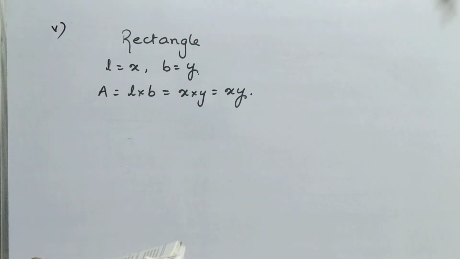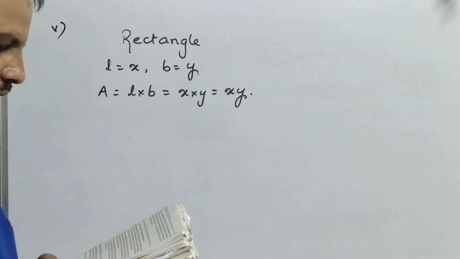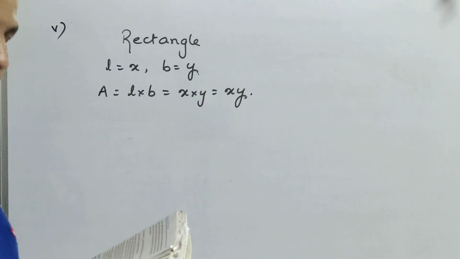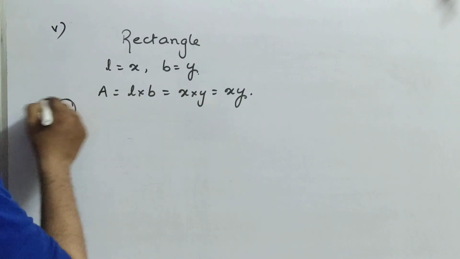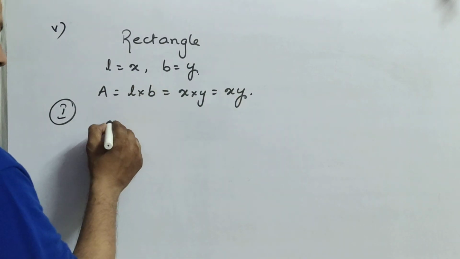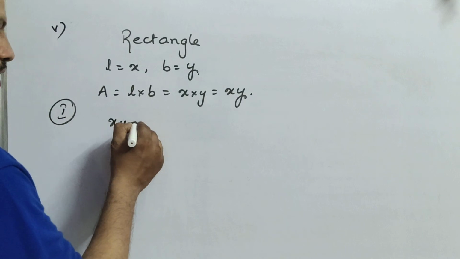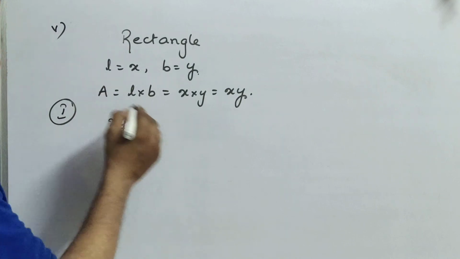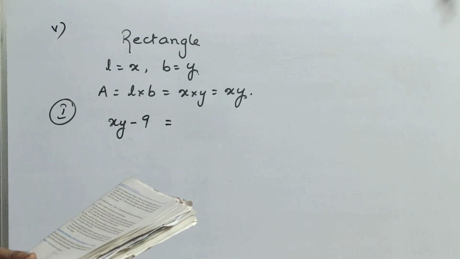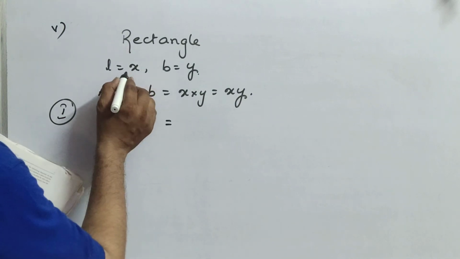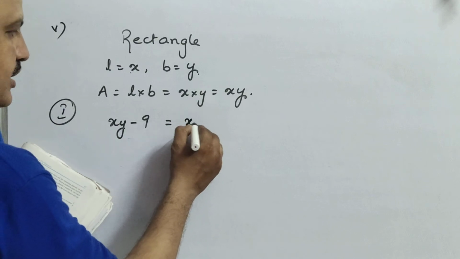Okay. Now come to the conditions. The area of a rectangle is reduced by 9 square units. So the first condition I am writing: area of a rectangle, that is xy, is reduced, and reduced means minus, so minus 9 units equals to. The length is reduced by 5 units, that is x minus 5.